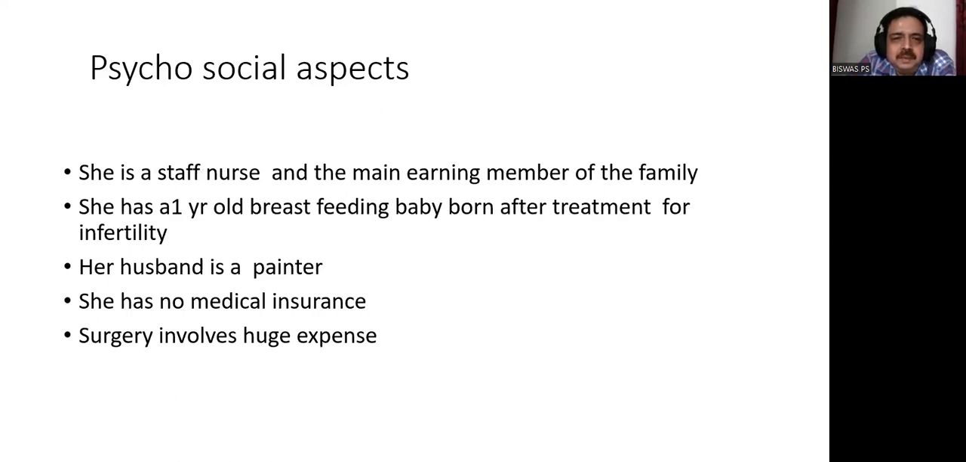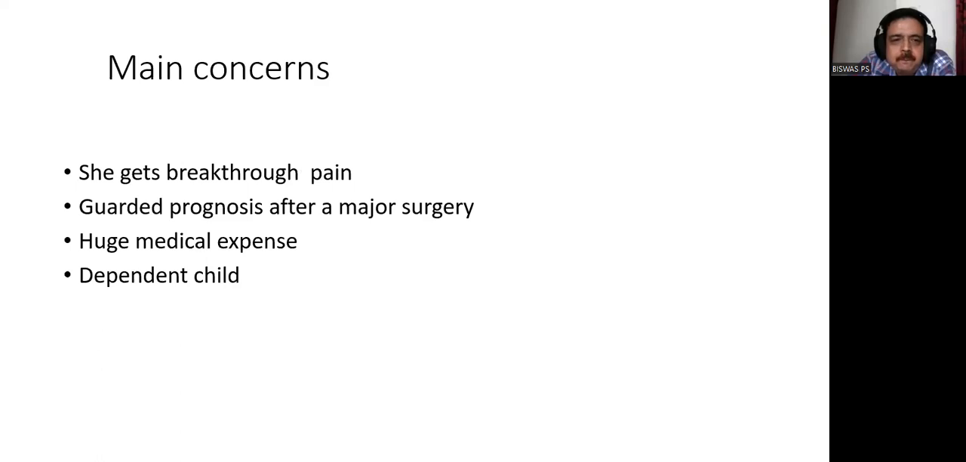She's a staff nurse, and she's the main earning member of the family. She has a 1-year-old breastfeeding baby born after treatment for infertility, and her husband is a painter. She has no medical insurance, and the surgery involves huge expense. So the main concerns are that she is getting breakthrough pain, the guarded prognosis after a major surgery, huge medical expense, and a dependent child.